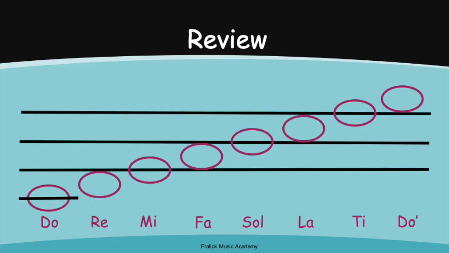Let's take a look at where they all live on the musical road. Do you notice that I added a third line on top? That's where T lives, and high do lives in the space just above T. The ones that live on the lines are do, mi, so, and T. And the ones that live on the spaces are re, fa, la, and high do.